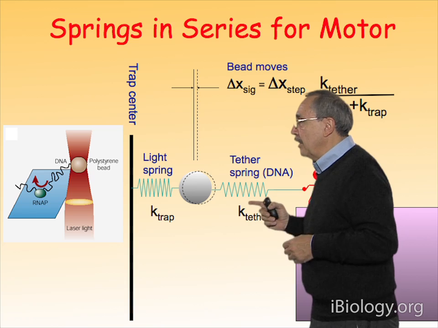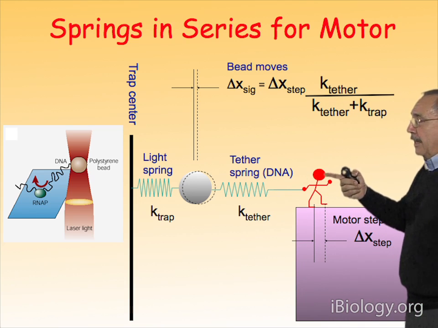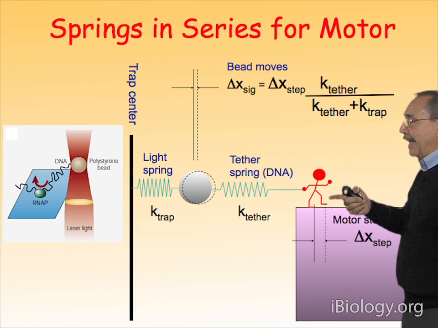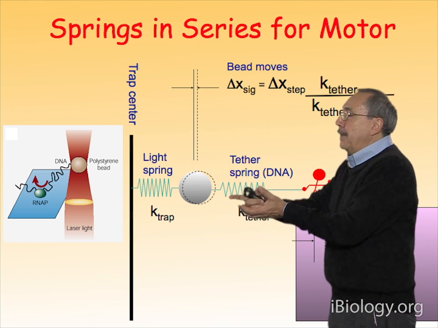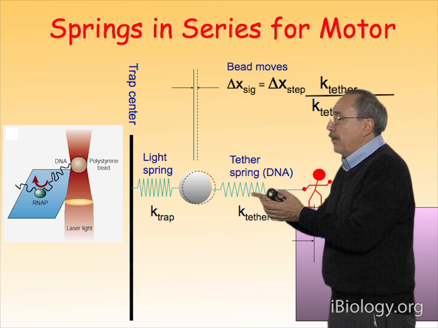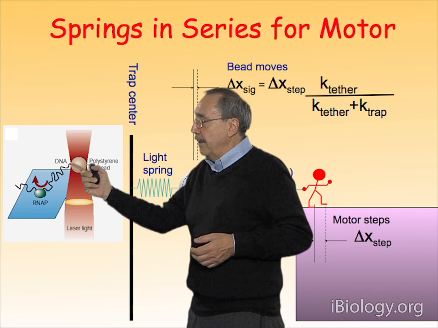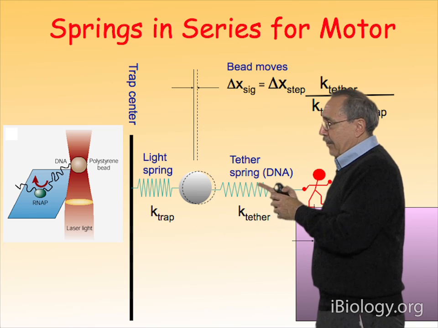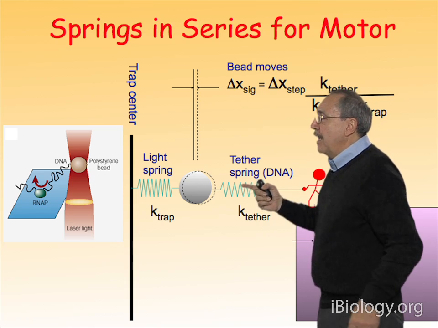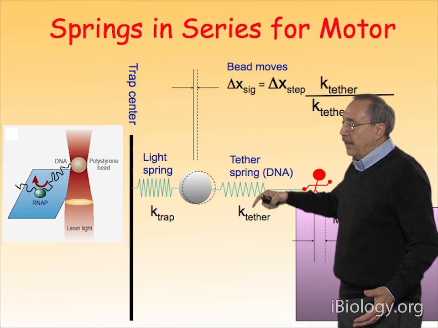The situation is shown here mechanically in this fashion. Notice, here is the motor, the little guy here, who is about to make a step, delta x, right? So we call that the motor step or delta x step. But the motor is not grabbing the bead directly, but through this tether, which in this case happens to be double-stranded DNA, right? Between the motor and the bead. So this tether or spring of DNA has its own elasticity, and we characterize that elasticity with a quantity K tether, which is the stiffness of the tether, right?